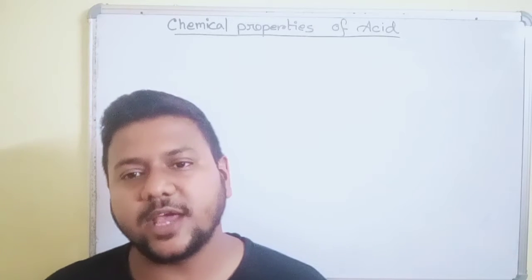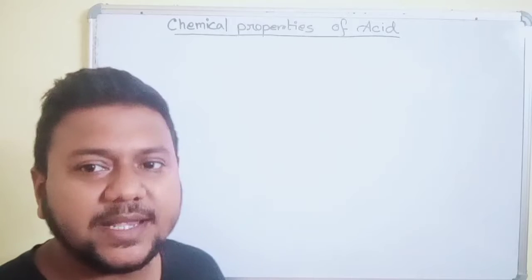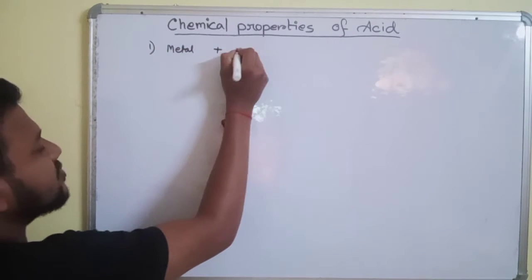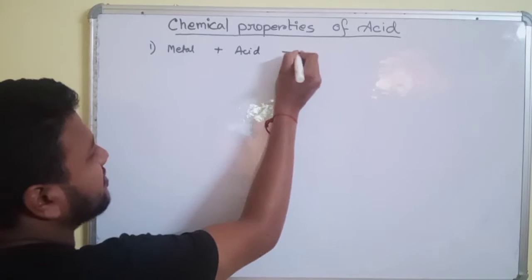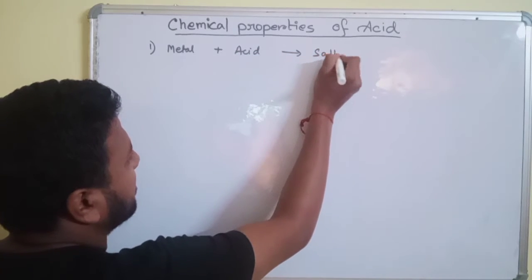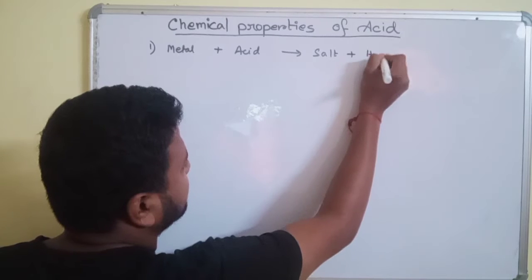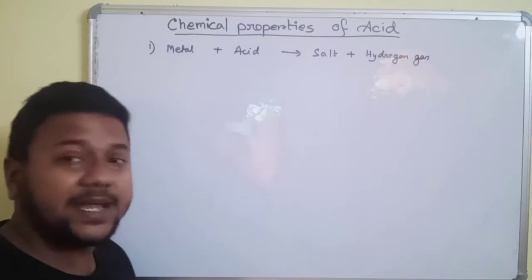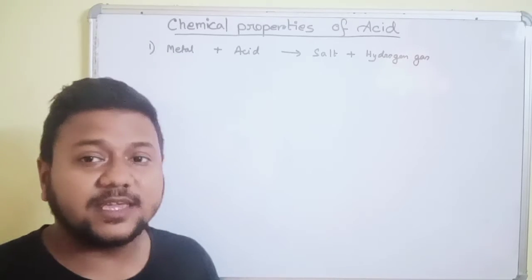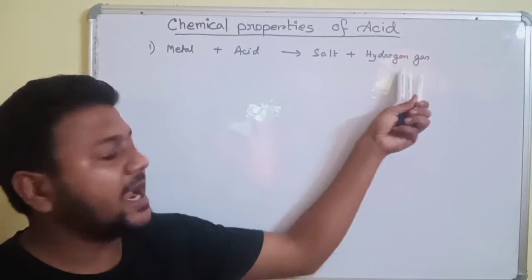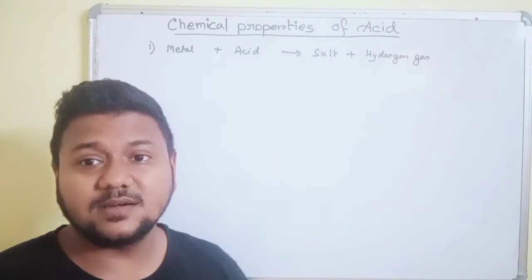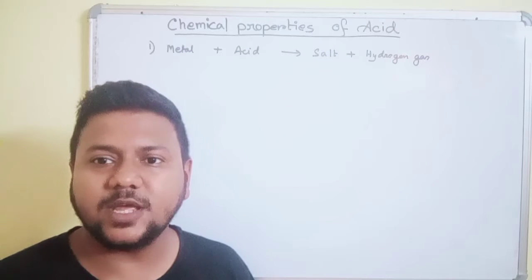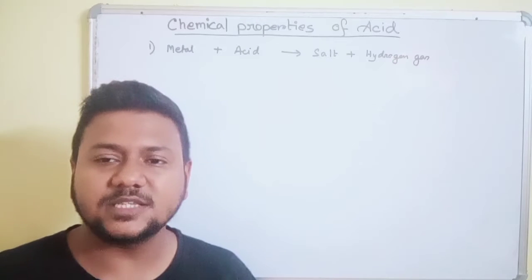The first chemical reaction that we are going to learn is that metal reacts with acid to give us salt plus hydrogen. When a particular metal reacts with acid, they give us a particular salt and hydrogen. This is why particular acids are not kept in metal containers. They are kept in glass utensils or glass beakers.